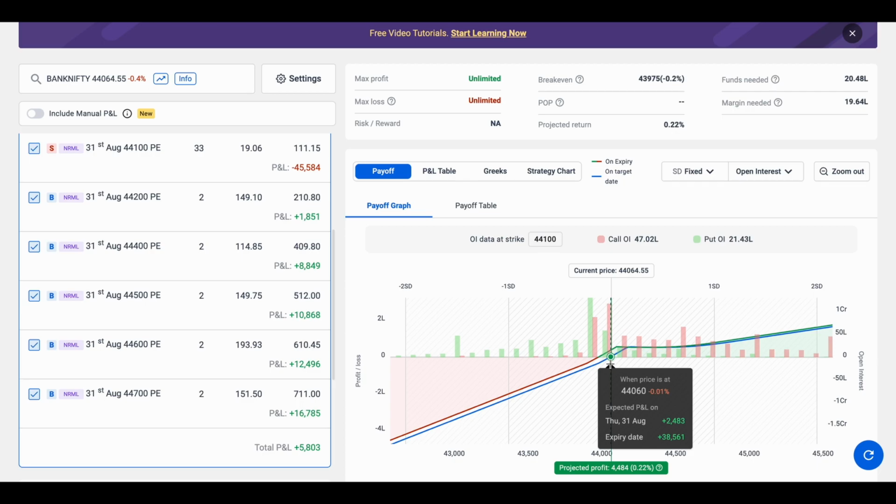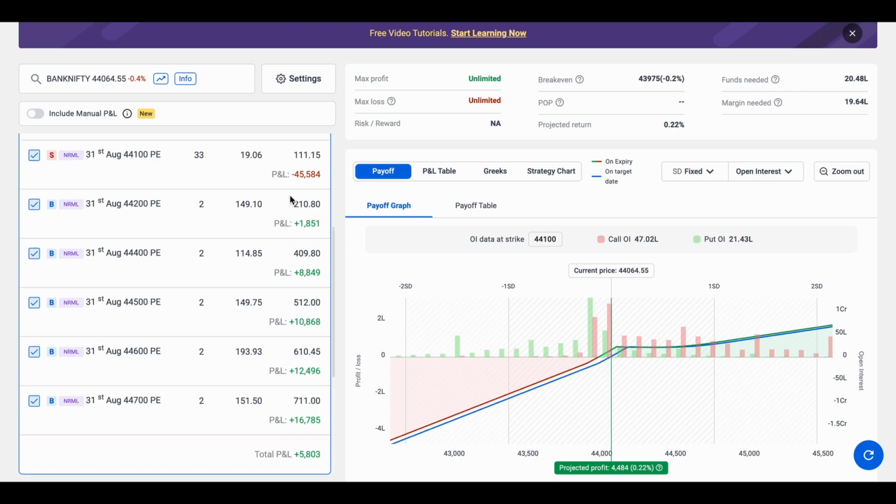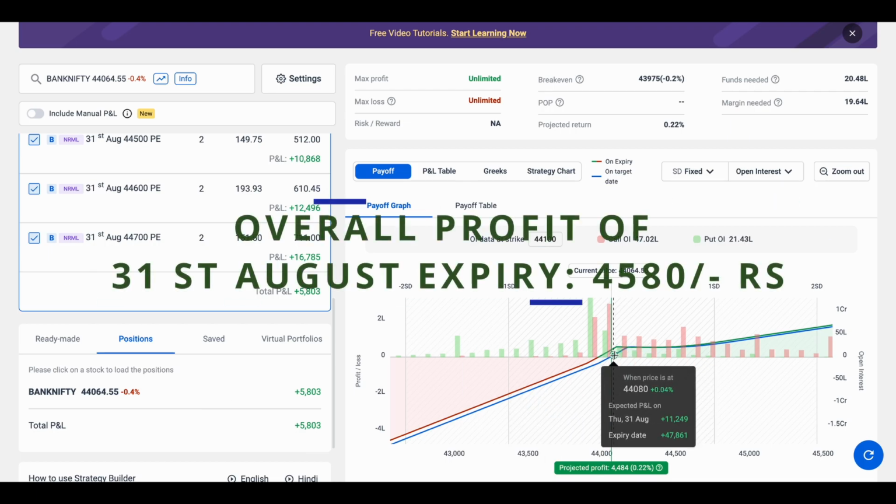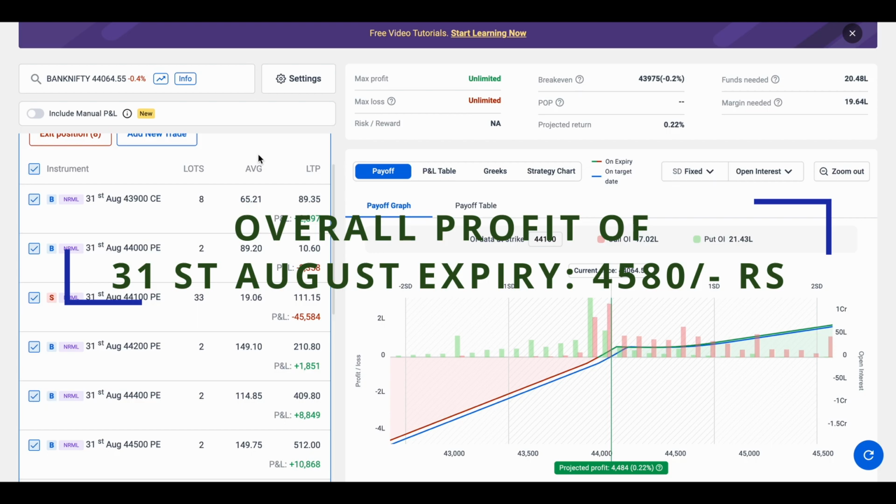But according to our payoff chart, at the day of expiry we should get almost 38,000 rupees. So I will be updating if there is any change in the profit. But according to the payoff chart, I should get around 38,000 rupees. So this is it for the trade.